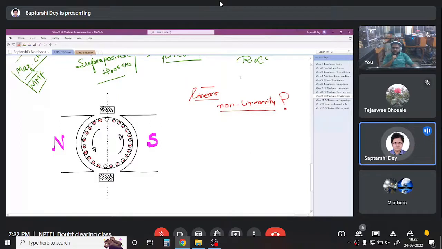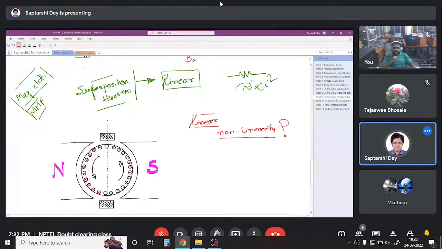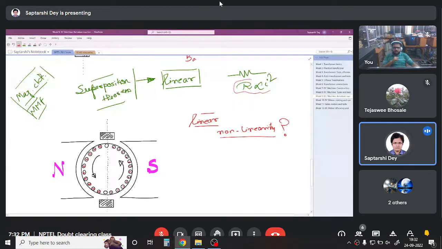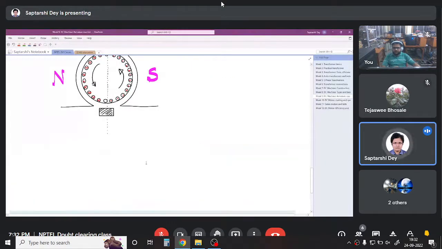I gave you an example that if the resistance of an electrical circuit changes, that becomes non-linear. So very much equivalent to this non-linearity, how can it creep into a magnetic circuit? Problems are not important.